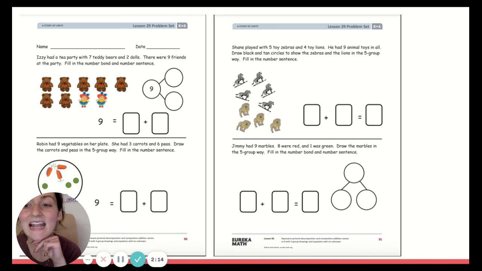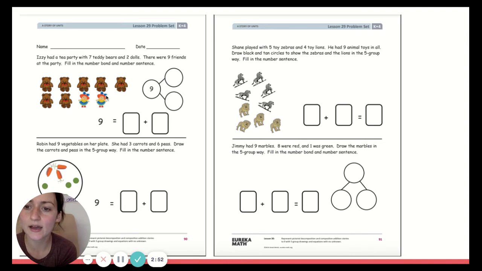Problem number 1. Izzy had a tea party with 7 bears and 2 dolls. There were 9 friends at the party. Fill in the number bond and the number sentence. Well, they already wrote the whole in our number bond. I can see that there are 9 altogether, so we need to fill out the parts. What are the 2 parts that you see? Well, we know that there are bears, and we know that there are dolls, so we just need to know how many of each. Let me read the first sentence again. Izzy had a tea party with 7 bears and 2 dolls.